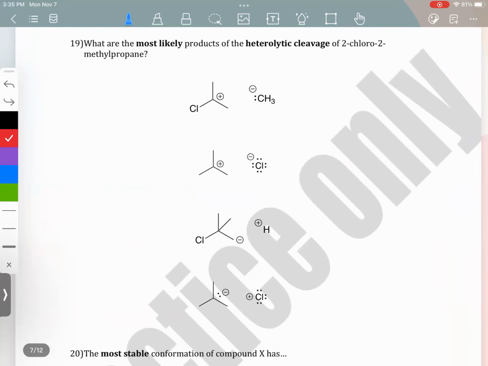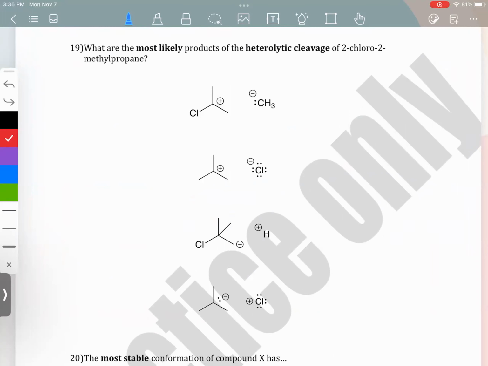So let's look at the next one. What are the most likely products of the heterolytic cleavage of 2-chloro-2-methyl? So you do know what a heterolytic cleavage is, right? So let's say you have HCl. When it's cleaved this way, that means both of the electrons from the bond go towards one atom.